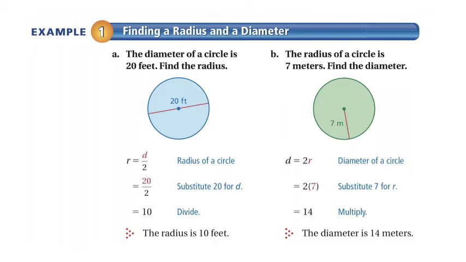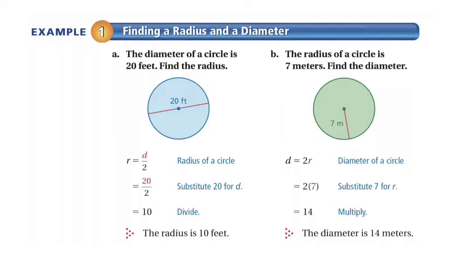Here in example 1, finding a radius and a diameter, for A, it says the diameter of the circle is 20 feet. Find the radius. So you do need to write down this formula. R equals D divided by 2, or the radius equals the diameter divided by 2. So they gave us the diameter, we plug that in. The radius is 20 divided by 2. The radius is 10, so 10 feet.